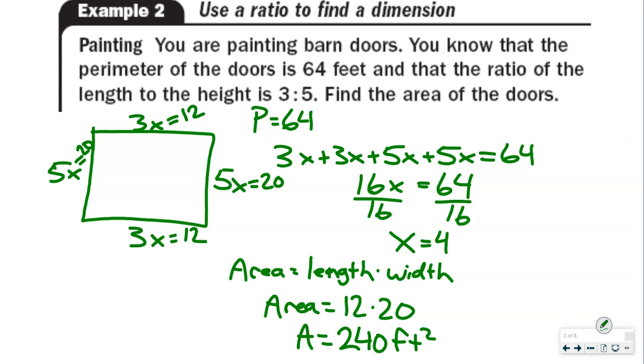We do need to have our unit of measure, feet. We see that. We're using feet up here. And anytime we multiply two lengths together with a unit of measure, that unit of measure gets squared. Feet is squared. So 240 feet squared. Our area will always be squared.